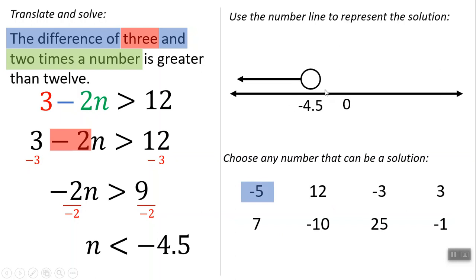-3, now it's negative, but it's not under the arrow. 3's positive, not going to work. 7's positive, it's not under the arrow. -10 would be somewhere under the arrow here, so it's going to work. 25's positive, it's not going to work. -1, yeah, it's negative, but it's not under the arrow. So of these choices, only 2 of them were solutions. You could plug those into the original expression part of the inequality, 3 minus 2n. You plug it in, any of those would give you results greater than 12.